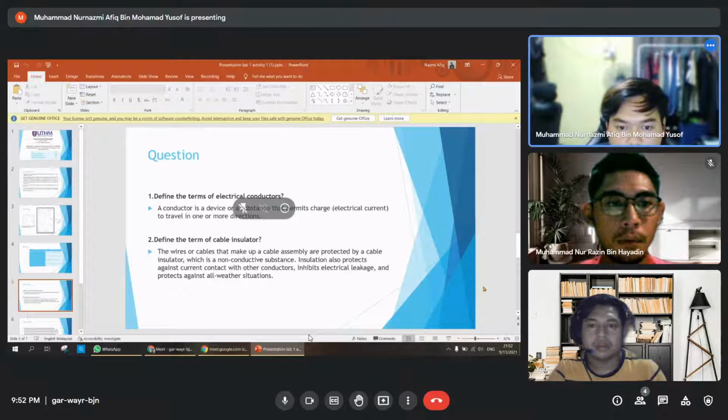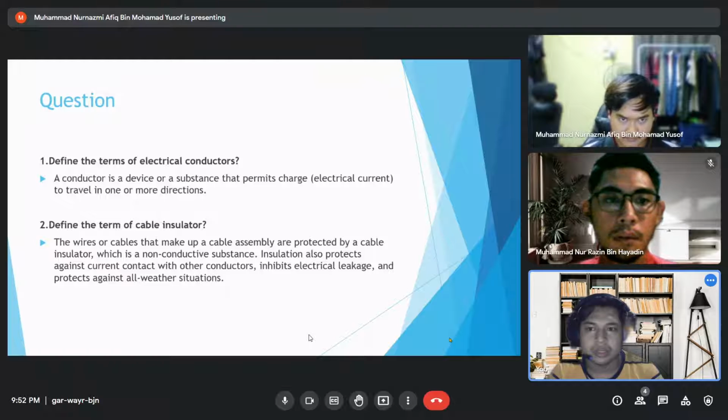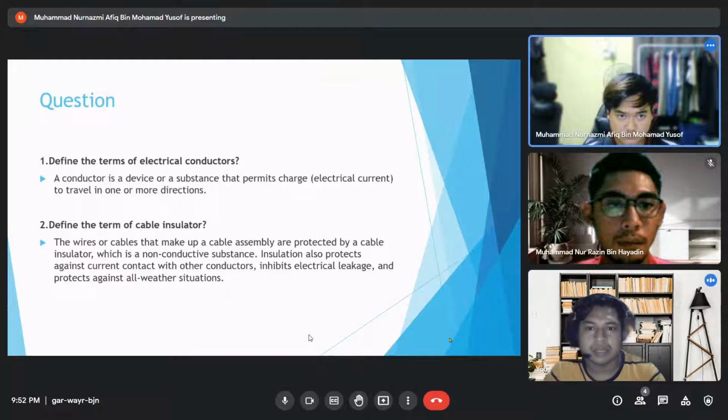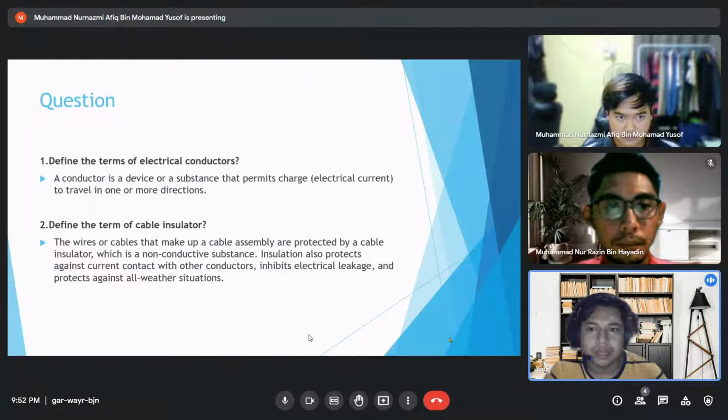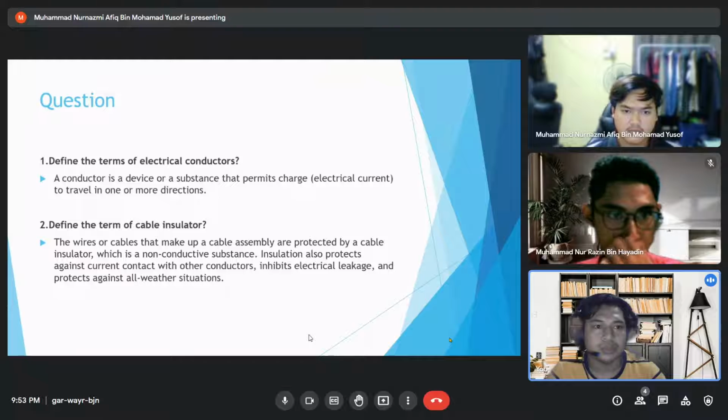For the questions, the first question is to define the term electrical conductor. A conductor is a device or a substance that permits charge or electric current to travel in one or more directions. The second question is to define the term cable insulator. The wires or cables that make up a cable assembly are protected by a cable insulator, which is a non-conductive substance. Insulation also protects against contact with other conductors, inhibits electrical leakage, and protects against all weather situations.